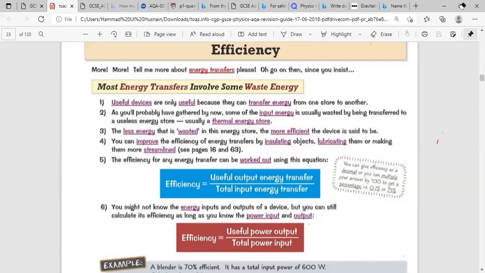And if more of the input energy is lost or is transferred to the useless energy stores, and only some of the energy is transferred to a useful energy store, then it means that the efficiency of that body is very less, right?